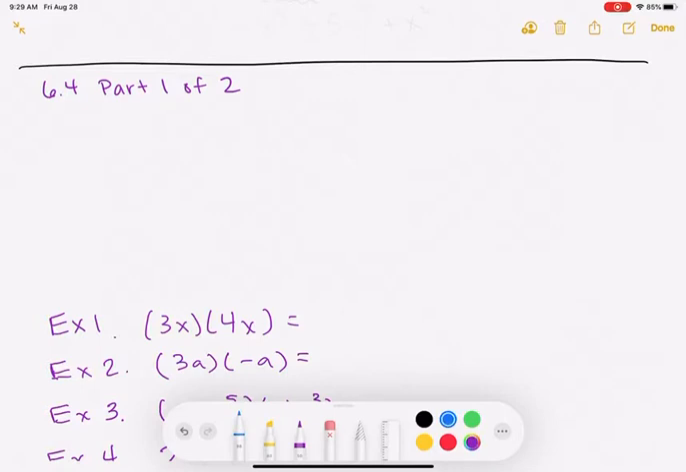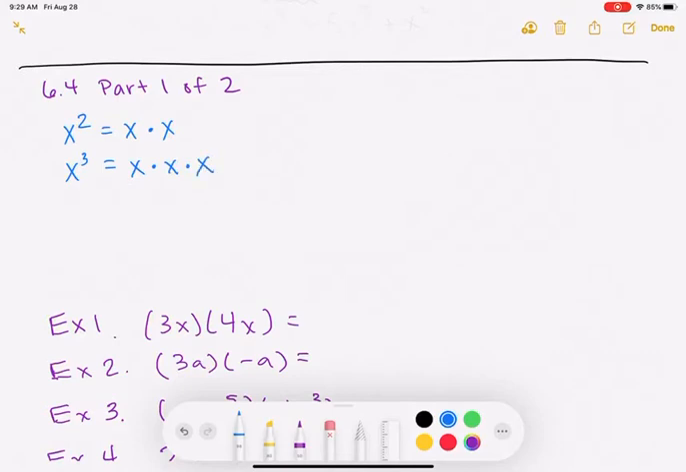Say if we had x squared, what really does x squared mean? X squared is x times x, right? How about x cubed? What do you think that looks like? X times x times x, right?